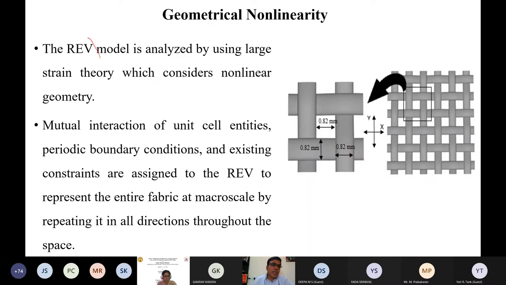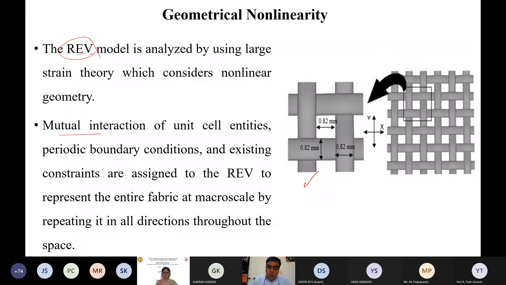As I told, unit cell. So unit cell is a new word; we generally say REV, representative elemental volume. One REV is one unit cell. You model it and then repeat it. Those replications are important. And of course, during this, you have to talk about the mutual interactions.